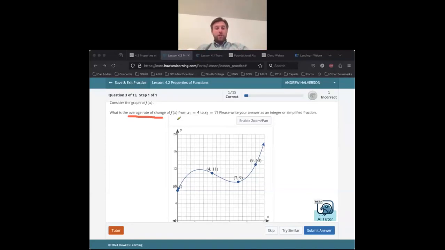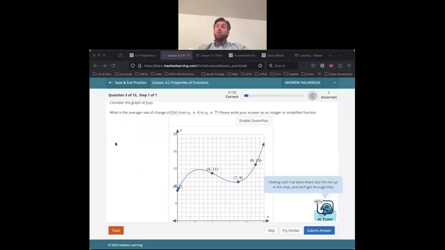The average rate of change is the same thing as saying the slope. But the reason why they use the phrase average rate of change is because slope is only for straight lines, linear functions. If you're in a nonlinear function like this, not a straight line, it's average rate of change. And all that means basically is what's the slope of the line that connects the two dots? That's what they're asking about.